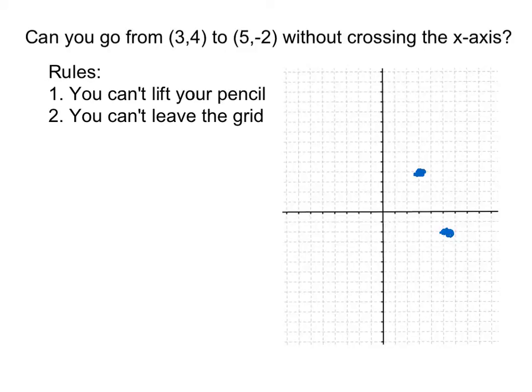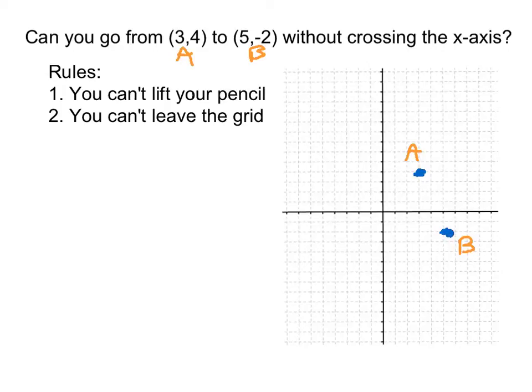Our goal, again, is to go from our first point here, we'll call this A, (3, 4), and we want to get to B. We want to get from A to B, and let's see if we can get there without crossing the x-axis. I could give you a few minutes to try it. If you want to hit pause, you can do that, but I'm going to give you a hint. You'll be sitting there for a while, because it's not going to happen. There's no way that we can get from A to B without crossing the x-axis.